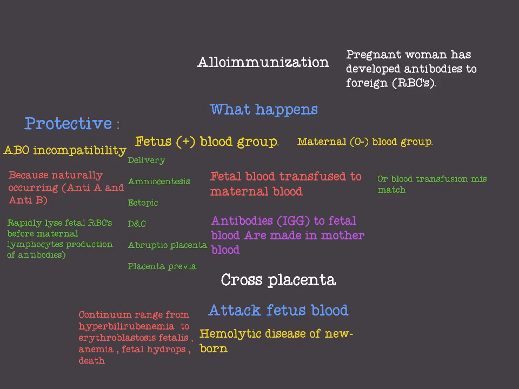Okay, this video's subject is alloimmunization, or isoimmunization. What is isoimmunization? It is when a pregnant woman has developed antibodies to foreign RBCs. It is antibodies to foreign RBCs. So how does this happen?